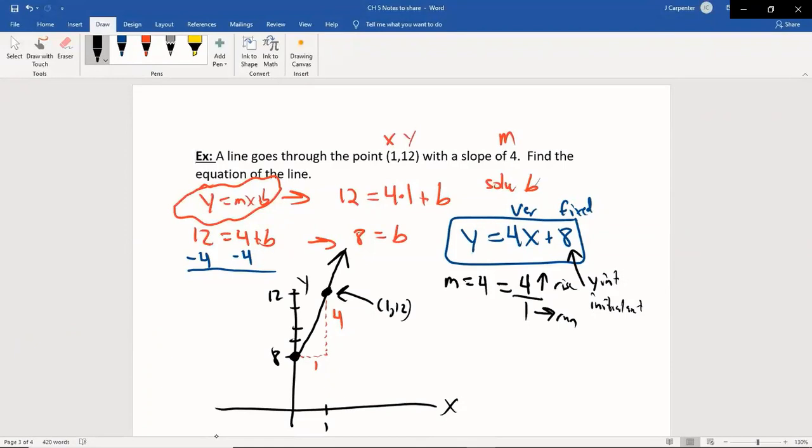Boom, there you go. Or you could plug in 2. 2 times 4 is 8, 8 plus 8 is 16. So that point would be 2, 16. And guess what? From this point 1, 12, if you went right 1 and up 4, you would end up at 2, 16. If you plugged in x equals 3, you'll get 20. If you go right 1 and up 4 from 2, 16, you'll end up at 3, 20. Then 4, 24, 5, 28, 6, 32, 7, 36. That pattern will continue. And you can keep railing through them a lot quicker with that pattern established.